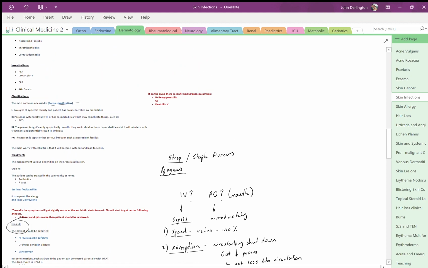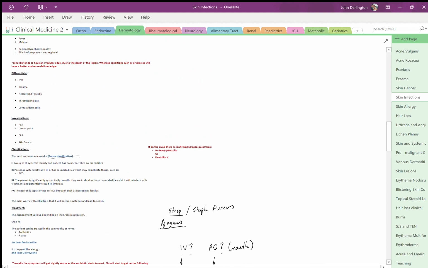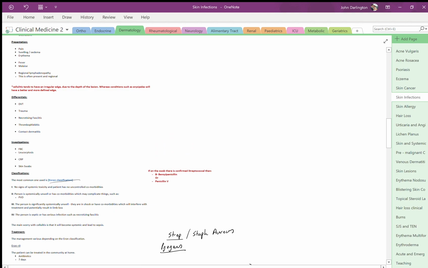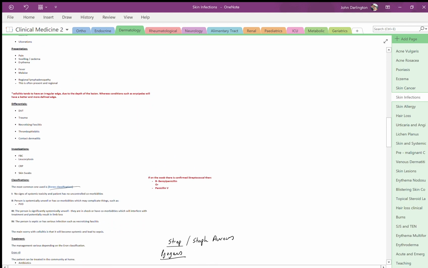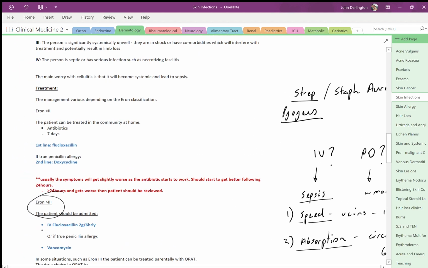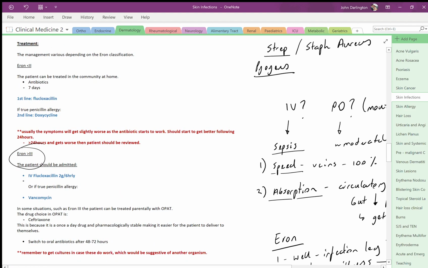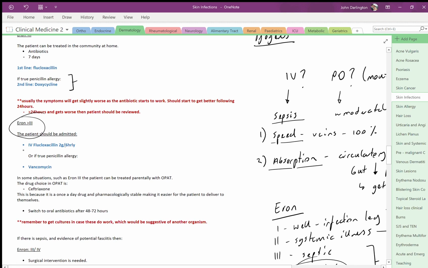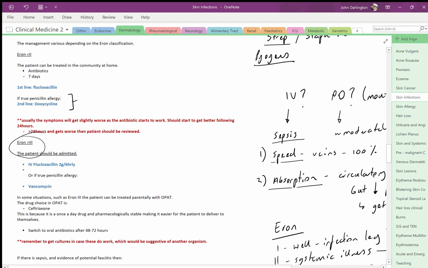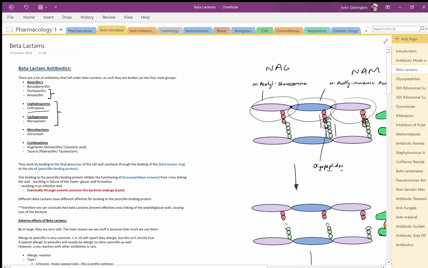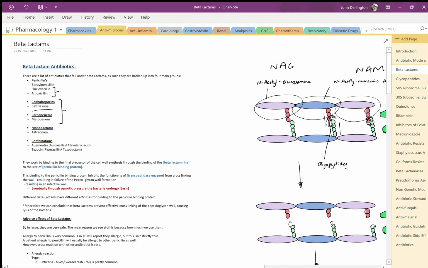But the main thing to take away from this is that for cellulitis, you want to give flucloxacillin. That's your number 1 drug. And as I mentioned here, your second line would be doxycycline, and that's really for people who have allergies to penicillin. And then if the person becomes very unwell, then you can move to IV medication.